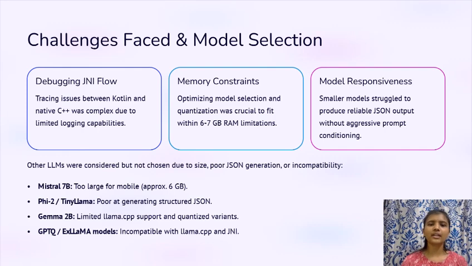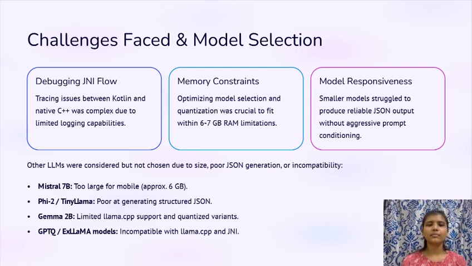We explored many models. Mistral 7B was too large for mobile use even with 4-bit quantization. Tiny models like Phi-2 or TinyLlama were fast, but they couldn't generate structured JSON reliably. Gemma 2B had limited support in llama.cpp. GPTQ and ExLlama were not compatible with our JNI setup.